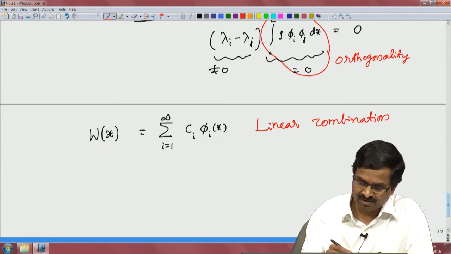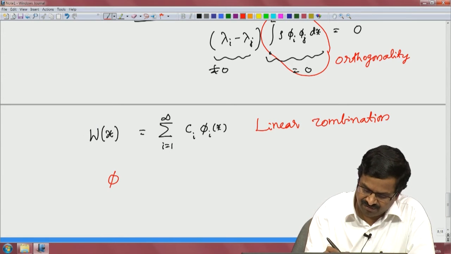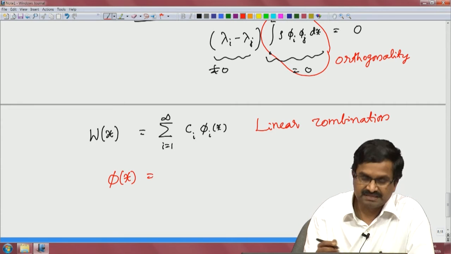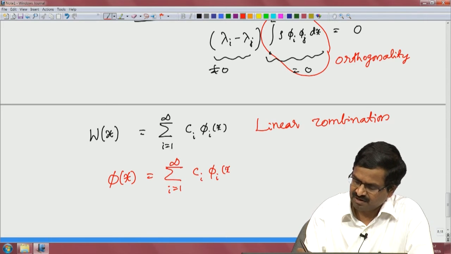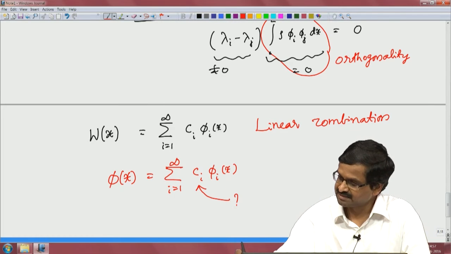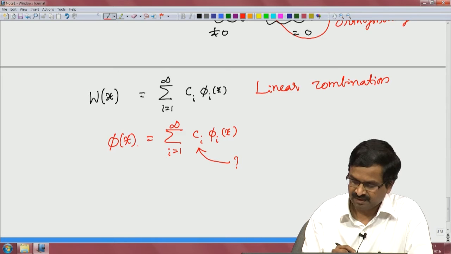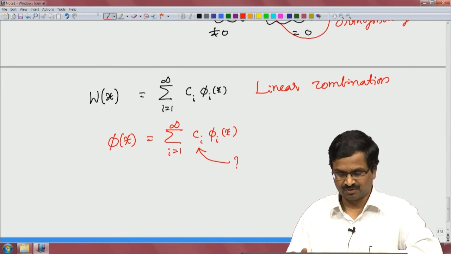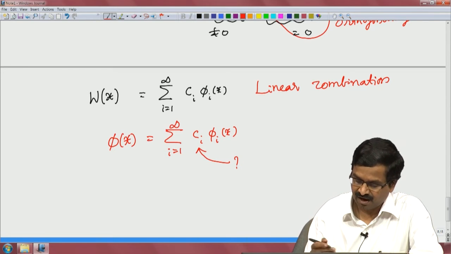That means any function phi of x I can write as the summation I equal to 1 to infinity C I phi I of x. Who gives me all these C I's? How do I compute them? Easy, the same trick. We just multiply by phi and integrate from 0 to L. I want to know C I.